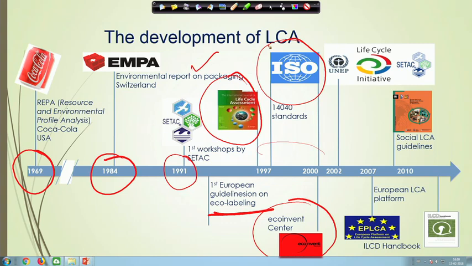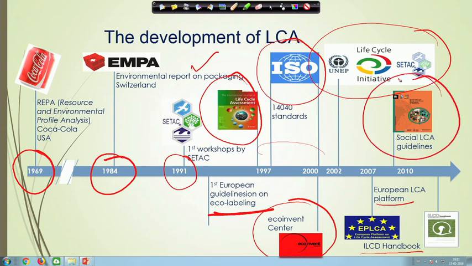Then in 2002, the UNEP Life Cycle Initiative and SETAC came together and formed the Life Cycle Initiative group, which is now taking life cycle thinking forward. In 2007, the European LCA platform and the ILCD handbook came up. And sometime in 2008, 2009, the social LCA guidelines were released. So a lot of things are happening in the LCA sector.